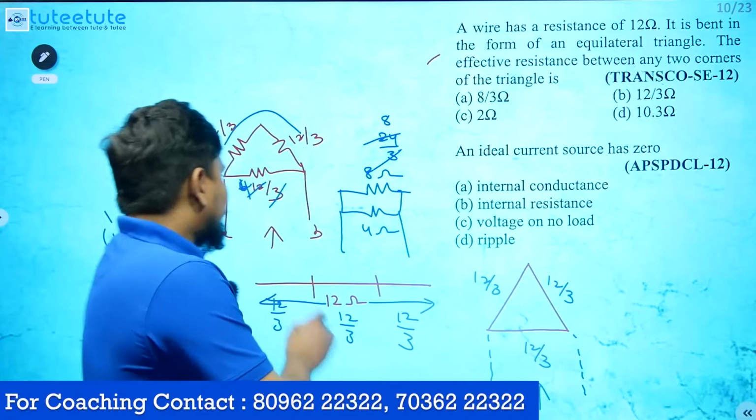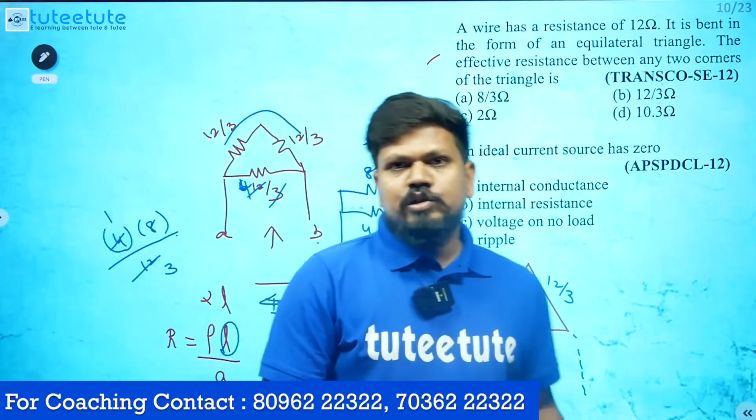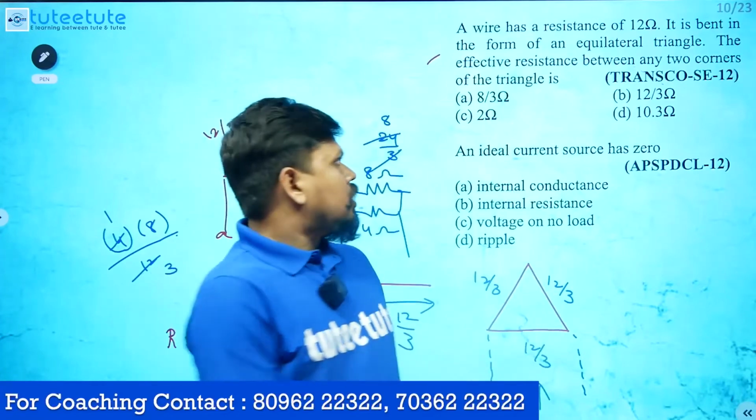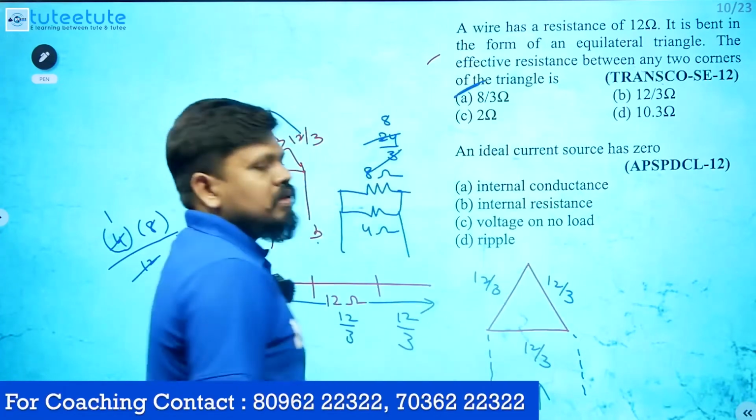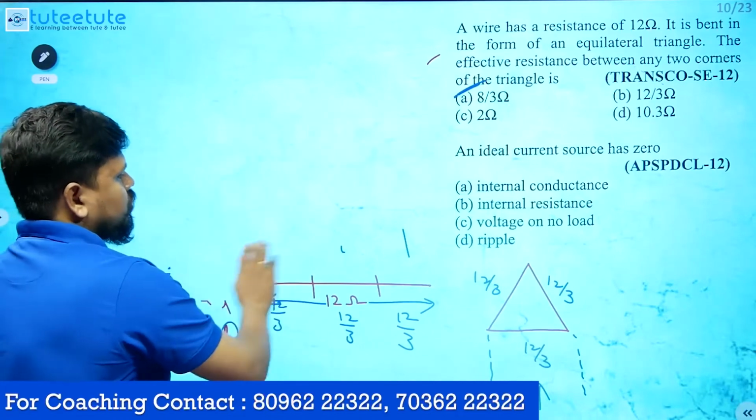So that is the equivalent between these two corners. If they mention A, B, C terminals also, then no problem, we can do. The answer for this question is 8 by 3. Same question they can ask in a different way, so just understand.